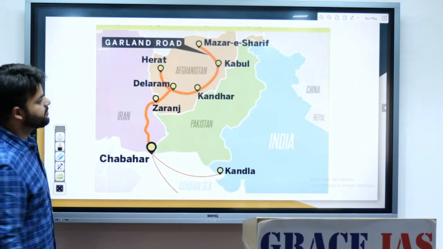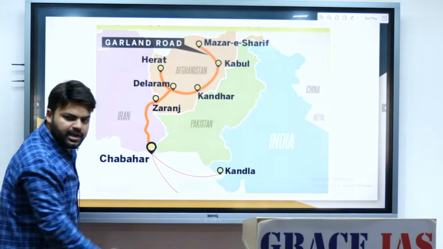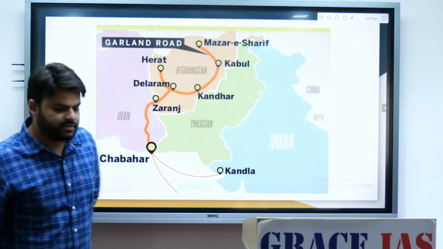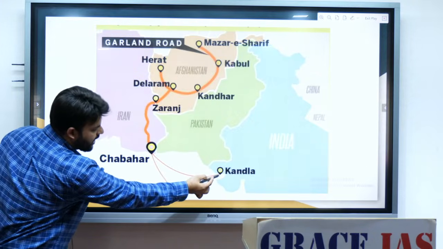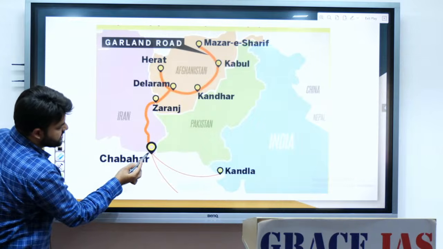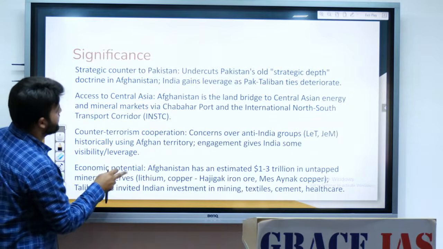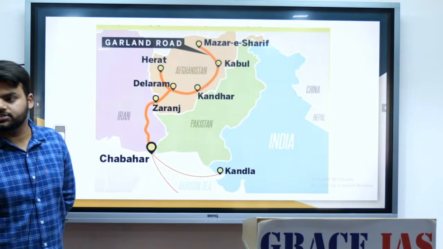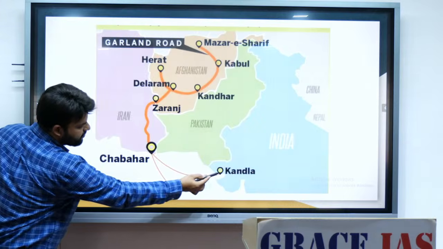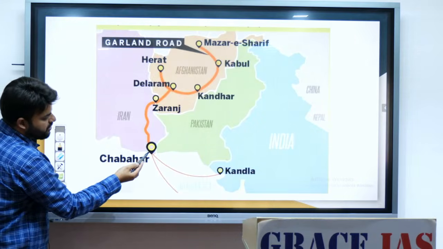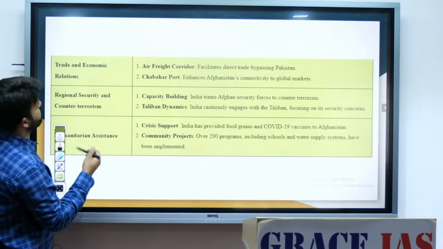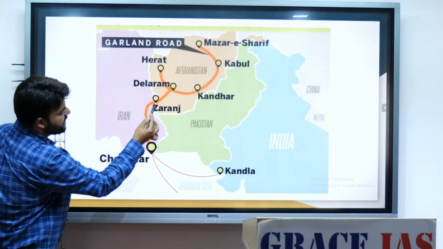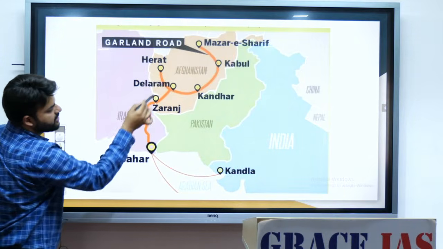Now see, this is India, this is the Kandla port. In which state is the Kandla port? Gujarat. So India has a Kandla port. From Kandla port, there is another port which India is developing in Iran, which is called the Chabahar port. You just now wrote that. Now, from Chabahar port we can build a road which connects to this area, Afghanistan.